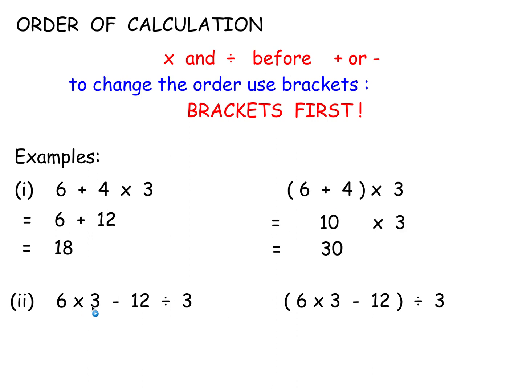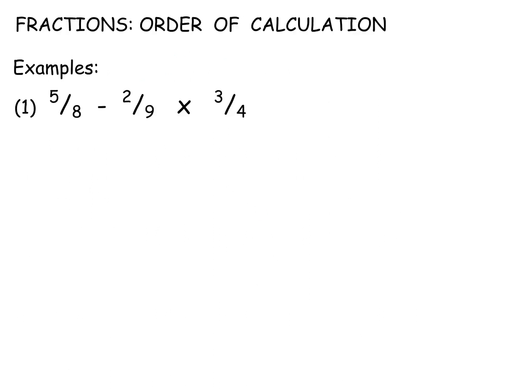Here, 6 times 3, take away 12, divide by 3. You do the multiplication and division first, then you do the subtraction. So multiply and divide before you add or subtract. If there's brackets there, do them first. 6 times 3 minus 12, that's 18, take away 12 is 6, and then do the division by 3. So brackets first. And the same with fractions. So this is the order of calculation.